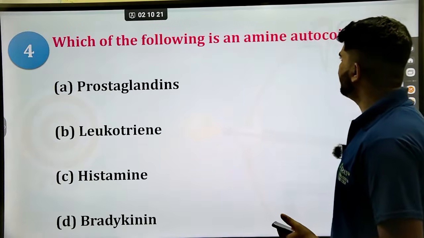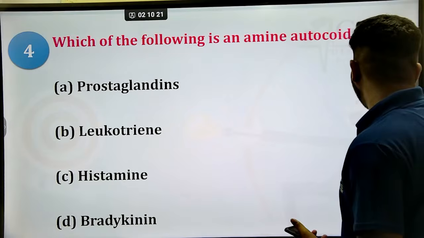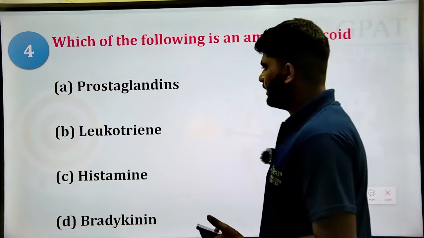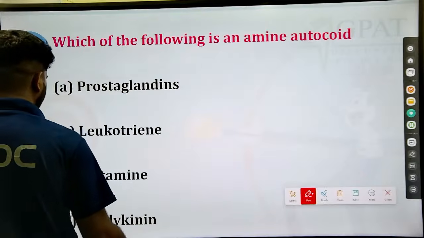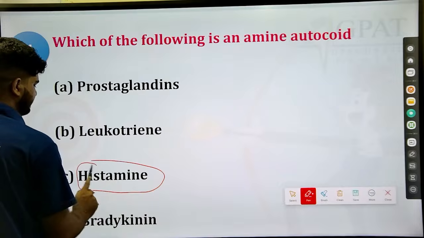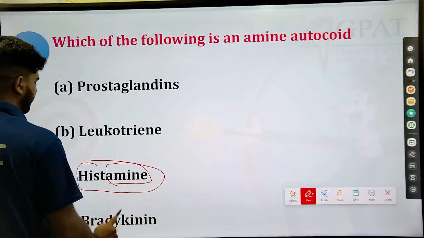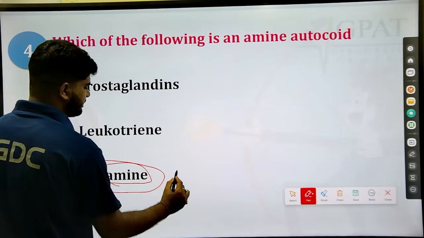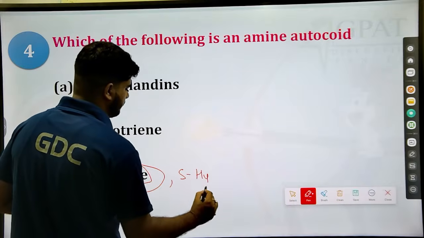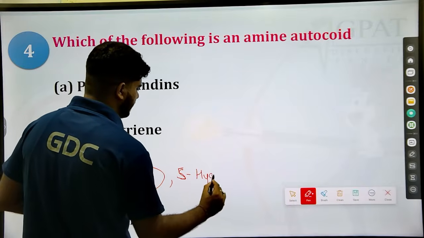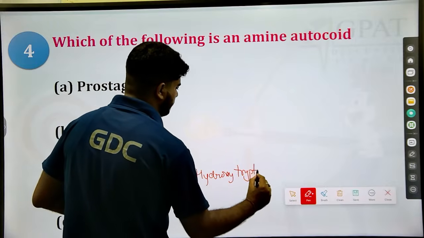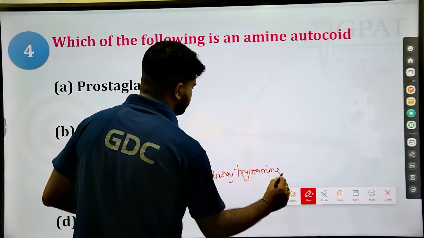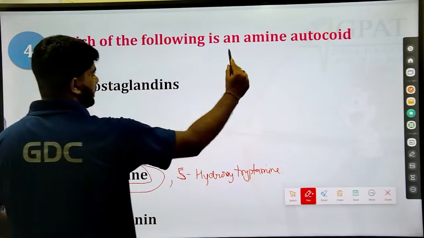Now, which of the following is an amine autocoid? Okay, amine autocoid, guys. Prostaglandin, leukotriene, histamine, or bradykinin. What's that? Obviously, you know that's your histamine. It's written only over here: amine, histamine, or you can say 5-hydroxytryptamine, also known as serotonin. These are considered to be your amine autocoids.